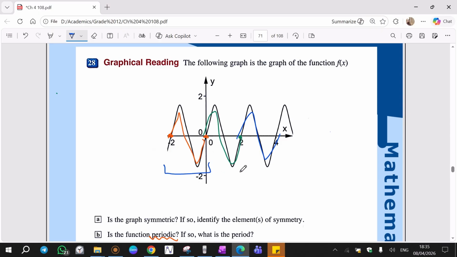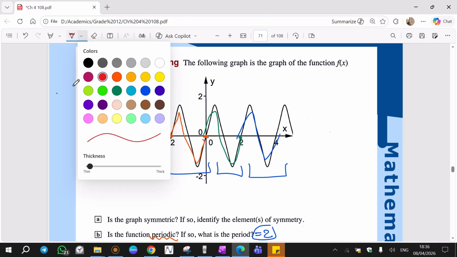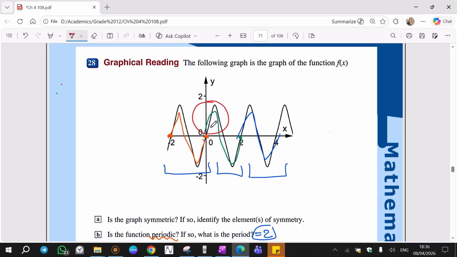Each of these is called a period, and each period takes 2 units. When in part B it says what is the period? Period is equal to 2, because each wave takes 2 units. Then part A is about symmetry. This function is odd. It's very obvious. This curve is up, the exact same curve is down. This function is odd. Since it's periodic, it keeps going.